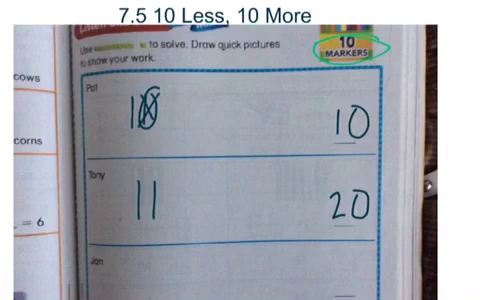If we look at the pattern, we can count by tens now. 10, 20, Jan has 30. Or they can draw Tony's 20 and then add a 10, 30. That's 10 more. So we know that Pat has 10, Tony has 20, Jan has 30.